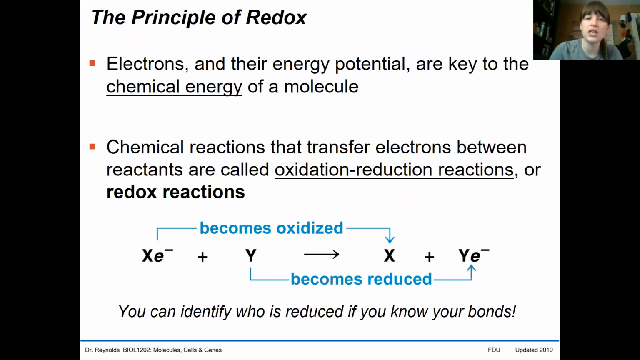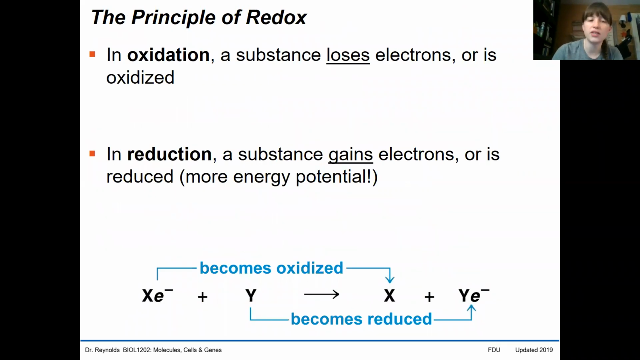Now we're going to take a look at another way in which we can measure that chemical potential energy of a molecule. This is known as the principle of redox. Chemical reactions that transfer electrons between reactants, these are oxidation and reduction reactions, or redox. In oxidation, a substance loses electrons. Since electrons are going to be a negative charge, we say that this molecule is going to be oxidized. The reverse is reduction, the gain of electrons. Since these are negatively charged, it results in a reduction of charge.